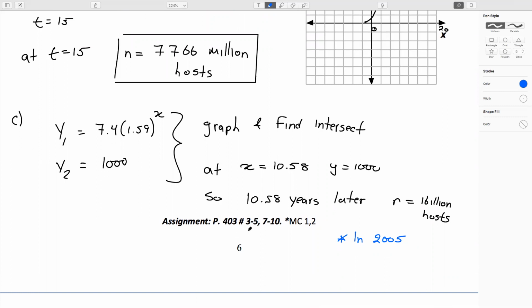These are some problems for you to try. Page 403, 3 to 5, and 7 to 10. The starred questions will be, I guess we could call them bonus. They're just extra problems that you can try that will be similar to what you'd find on a test. But all you really have to do are the bolded questions. I would recommend the others, but they're not mandatory.